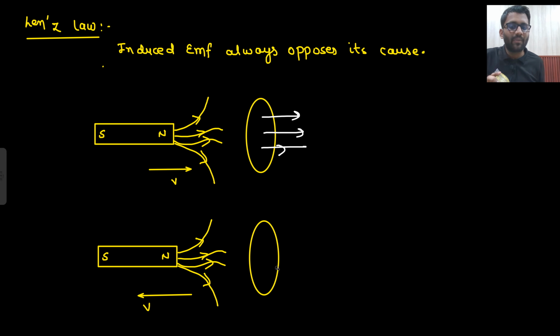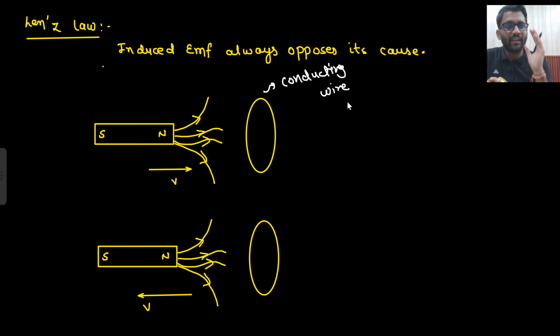So now it will generate some current in this loop. In this wire, it will generate some current. I am assuming it is a conducting wire. Now it will generate the current in a manner that it will oppose its cause. Why is this current generated? Because the magnetic field was getting increased in this direction. Now it will generate a current. Let's just say it generates a current in this direction, or let's take it opposite.